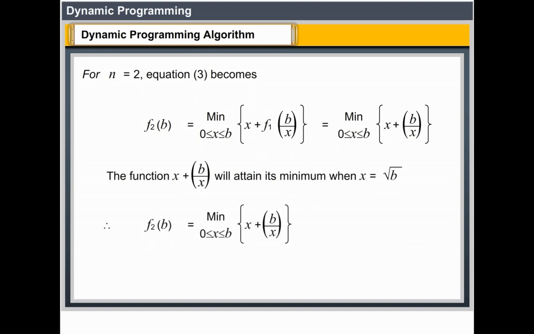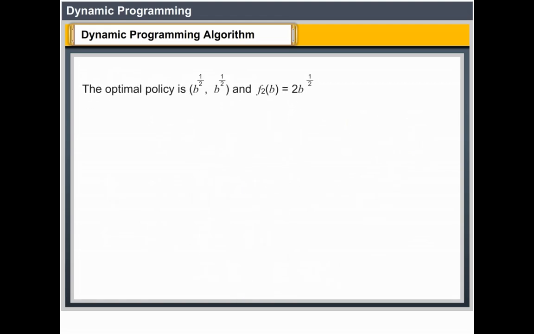Therefore, f2 of b equals minimum of x plus b by x for 0 ≤ x ≤ b, equal to square root of b plus b by square root of b, equal to 2 root b, equal to 2 into b power 1 by 2. And the optimal policy is b power 1 by 2, b power 1 by 2, and f2 of b equals 2 into b power 1 by 2.